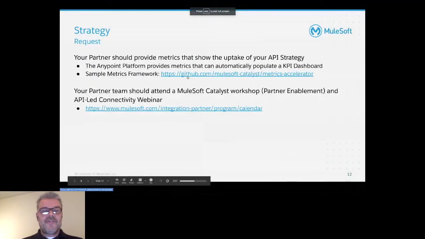So that's the partner program. And again, if you're a contractor or a MuleSoft partner, you should definitely go to this calendar and see what events are scheduled in the future.